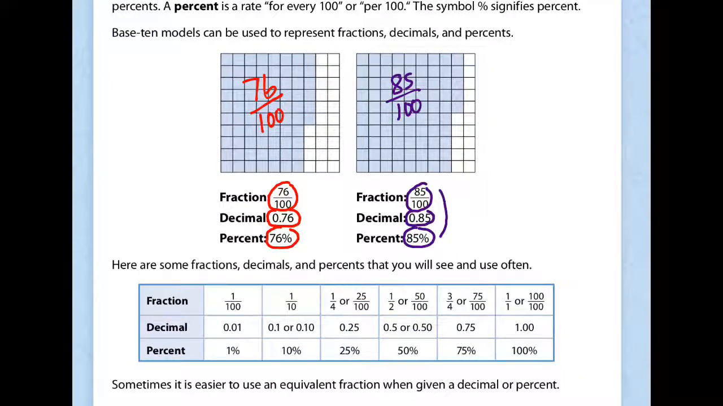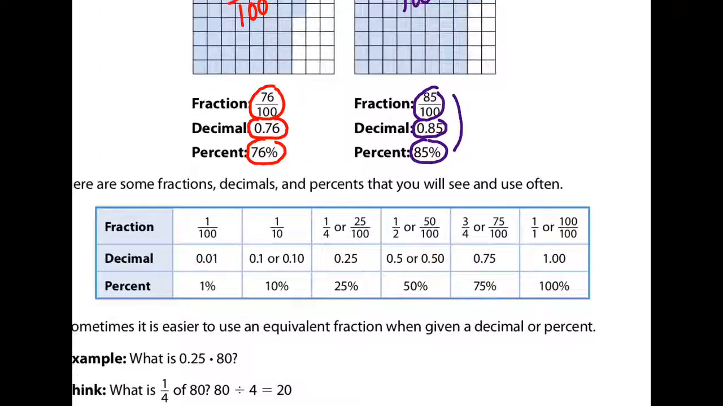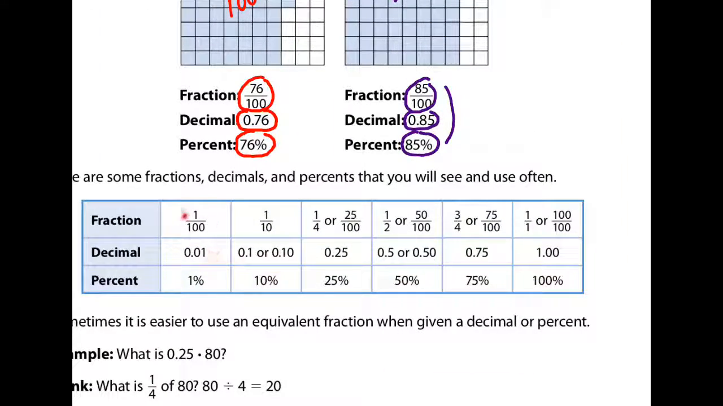Now down below here, it says, here are some fractions, decimals, and percents that you will see and use often. So in other words, let me tell you about this table. These are fractions, decimals, and percents that are equivalent that you, as a 6th grader, should just know and have memorized. And you shouldn't have to do any math to figure them out. So, for example, you should know that 1 out of 100 is 1/100th is 1%. You should know that 1 out of 10 is the same as 1/10 or 10 hundredths and 10%.